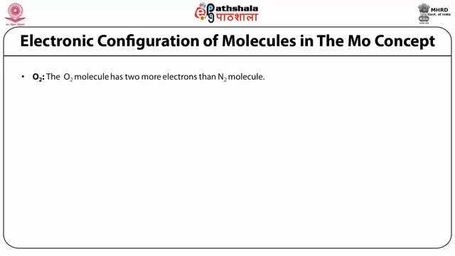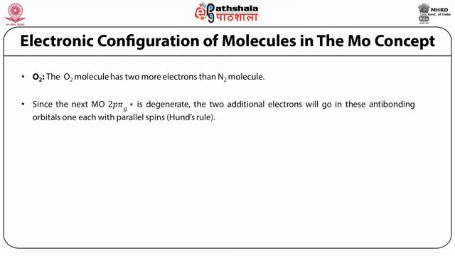Coming to the oxygen molecule, the oxygen molecule has 2 more electrons than nitrogen molecule. And since the next molecular orbital 2pπg* is degenerate, the 2 additional electrons will go in these anti-bonding orbitals, one each with parallel spins, called Hund's rule.